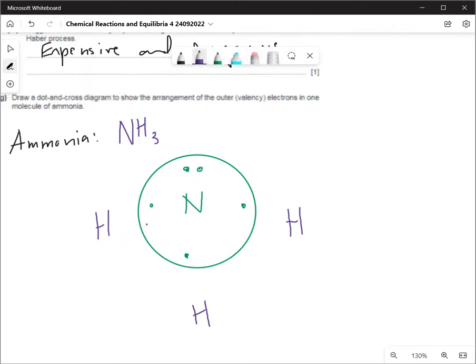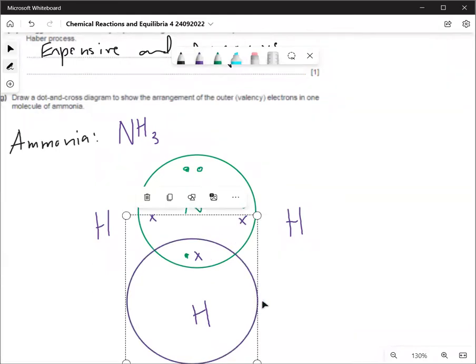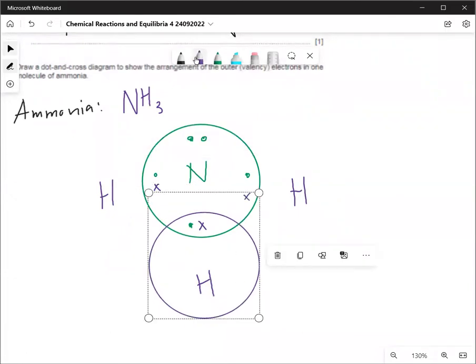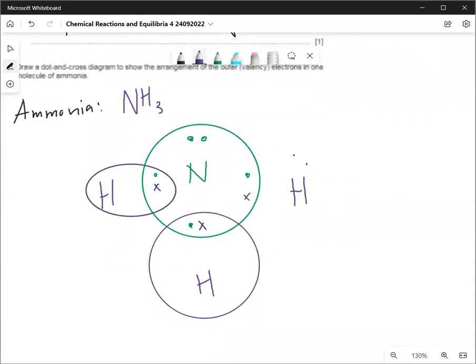And this is what it looks like at the end. Cross, cross, cross. How many? What is the group of hydrogen? Tell me. 1. So it has 1 electron in the outer shell. Yeah. So this is what it looks like. This is the bonding.